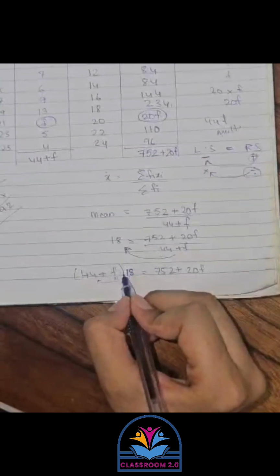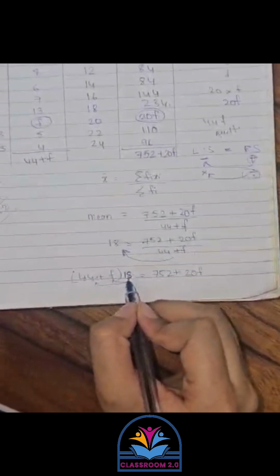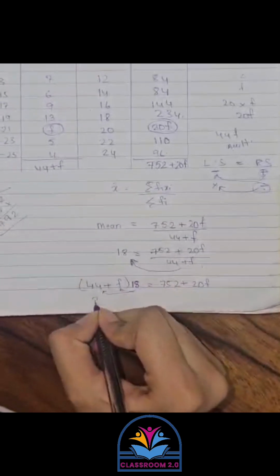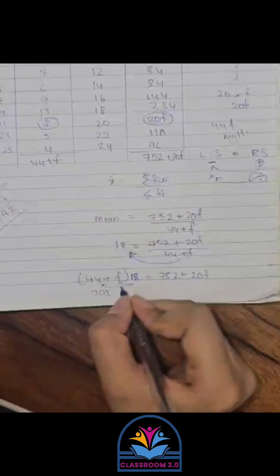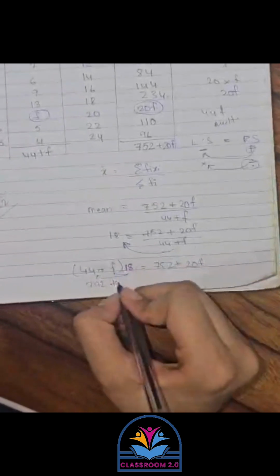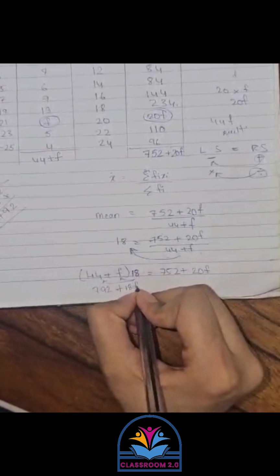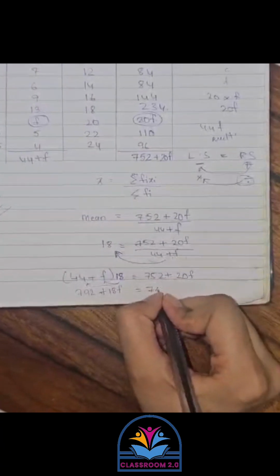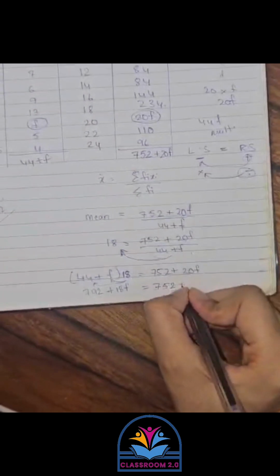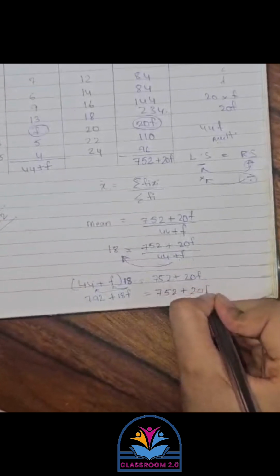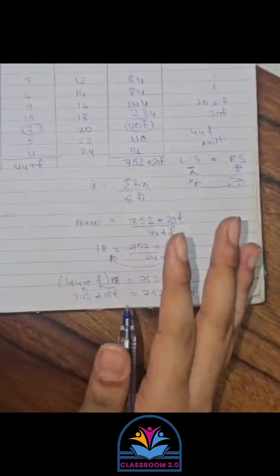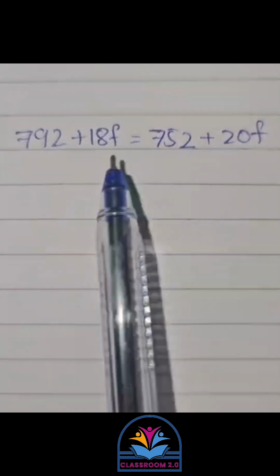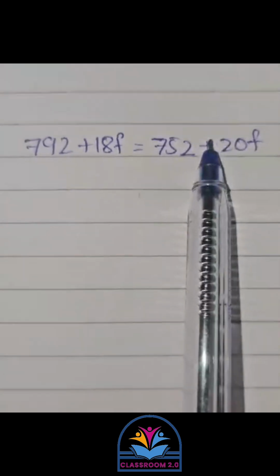You need to remember this bracket means multiplication, so it is in multiplication with 44 as well as f. So 792 is correct. We are multiplying 18 with 44, but we are also multiplying 18 with f, so it will become 18f. Then we are writing it as it is, we are not changing anything here. 752 plus 20f. Till here everything is clear. Now till here we did 792 plus 18f equals to 752 plus 20f, right?